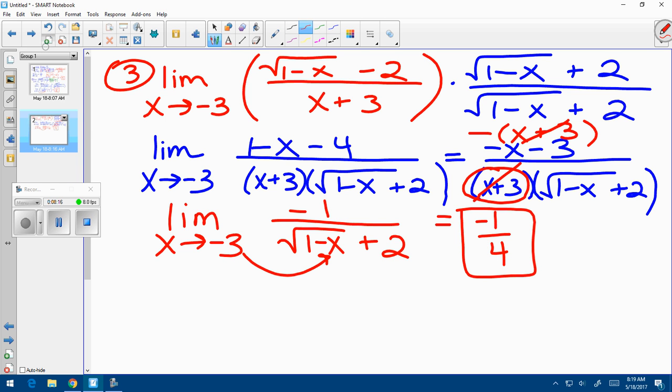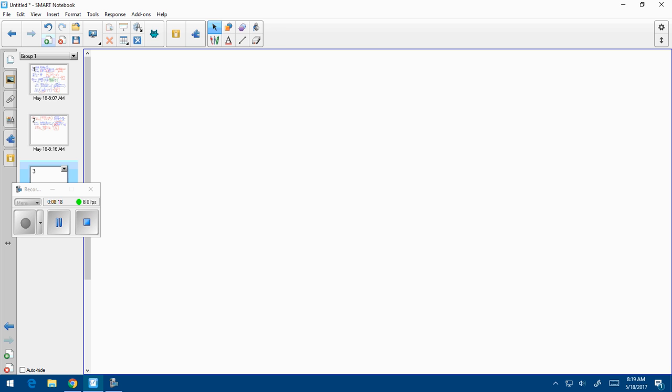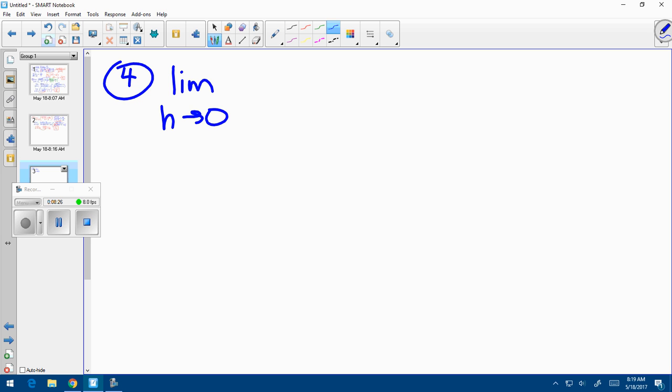Last example, number 4, is going to be the limit as h goes to 0 of radical 3x plus h minus radical 3x over h. Okay. This one's going to look quite different than the examples that we've done leading up to this point, because we have 2 variables involved. We have x and we have h here.